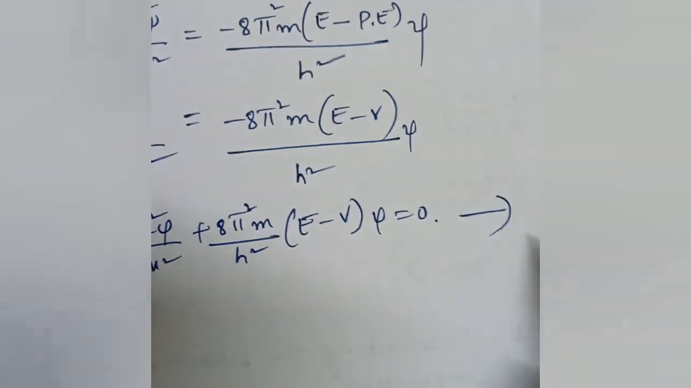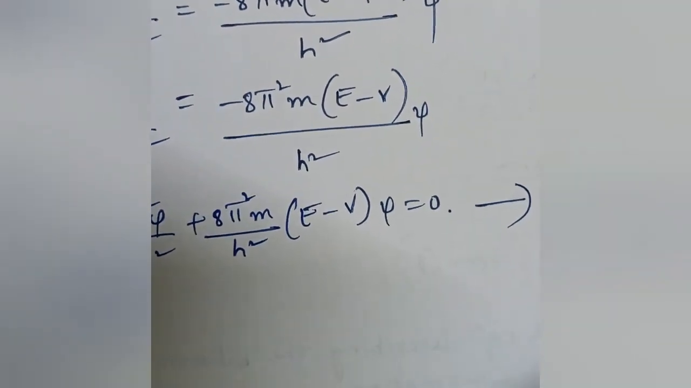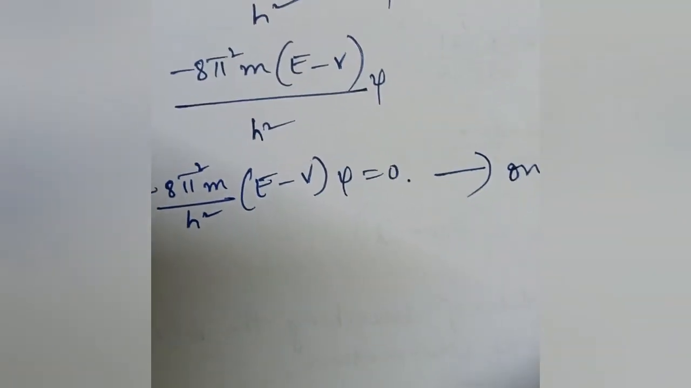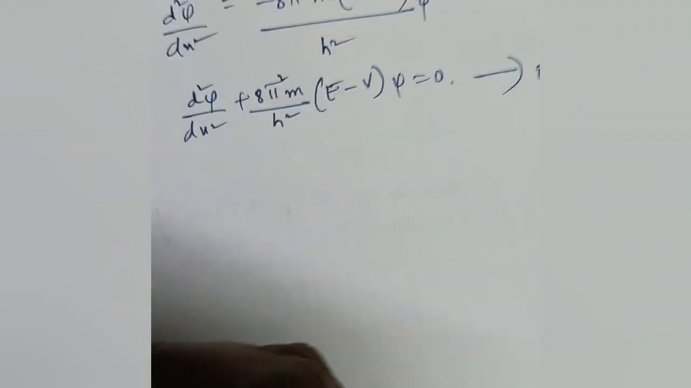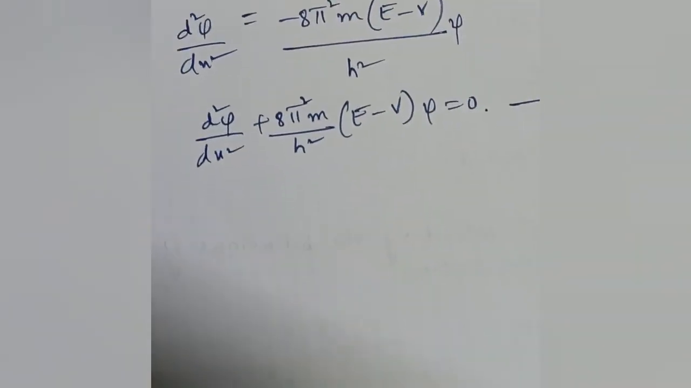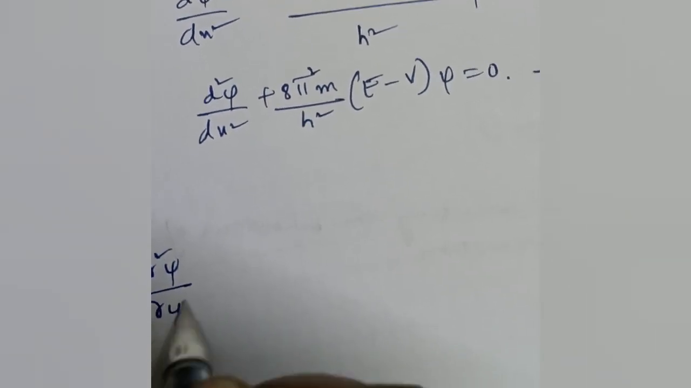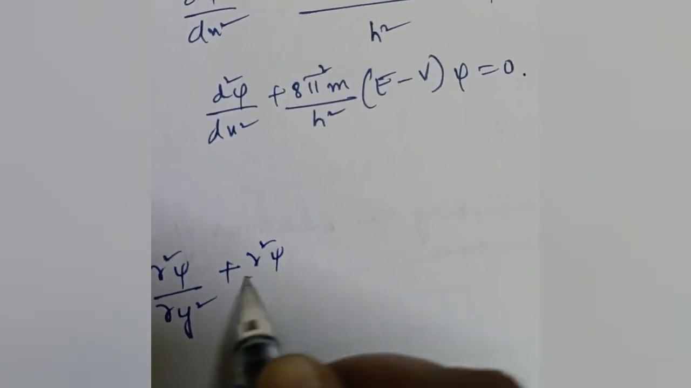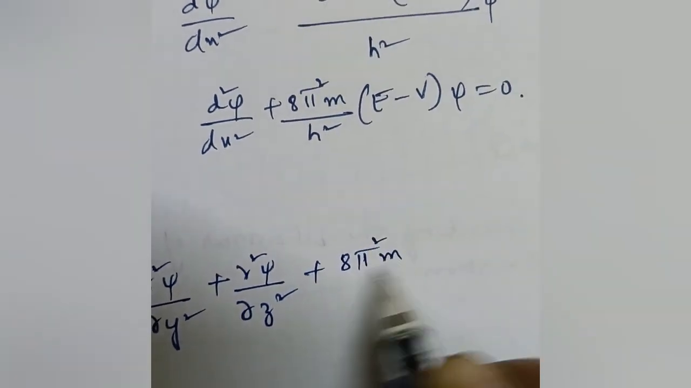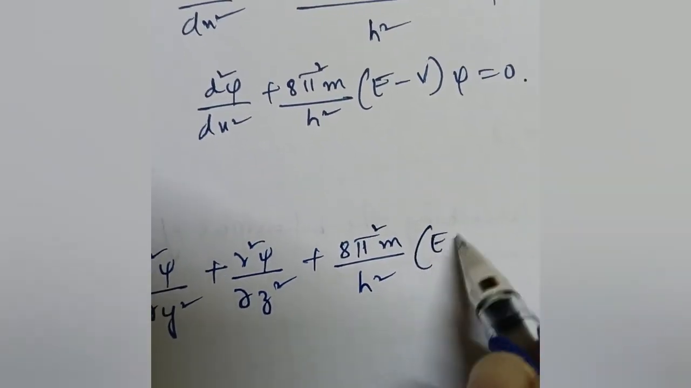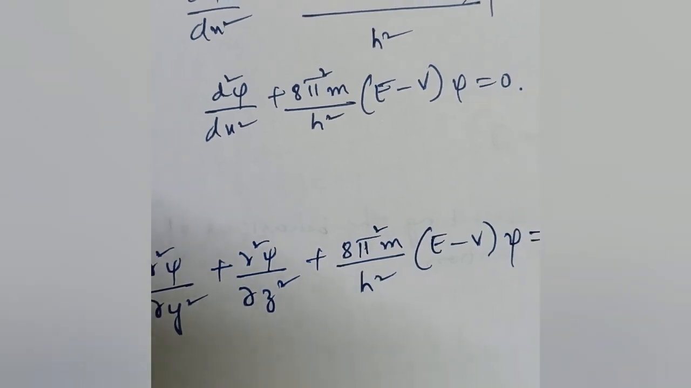But it is along one direction only. That means the x-axis. Yes, but if you want the Schrodinger wave equation in 3 dimensions, then the equation becomes dou square psi by dou x square plus dou square psi by dou y square plus dou square psi by dou z square plus 8 pi square m by h square into (E minus V) of psi is equal to 0.